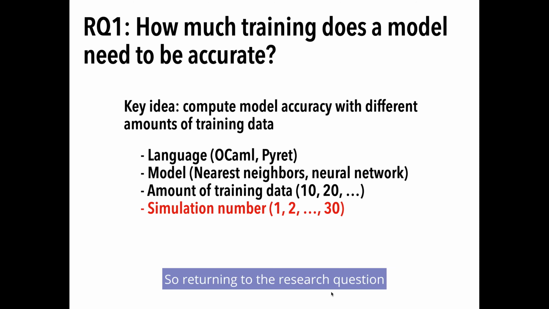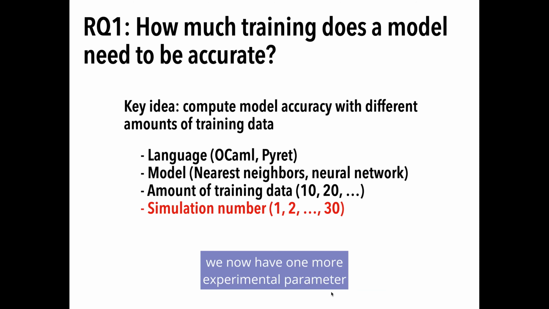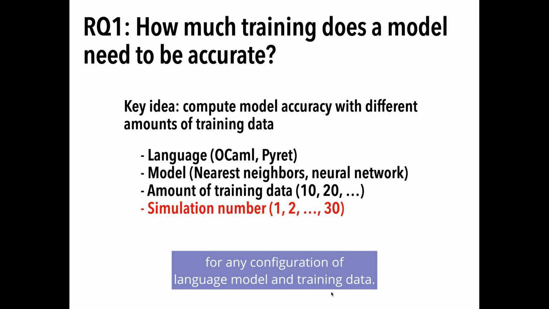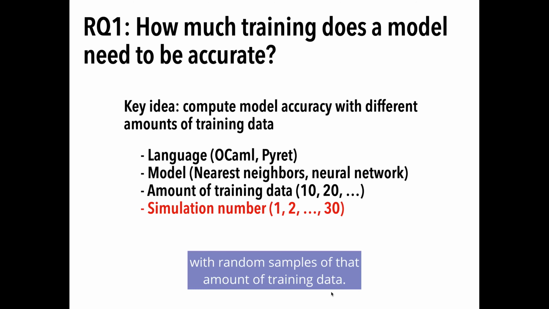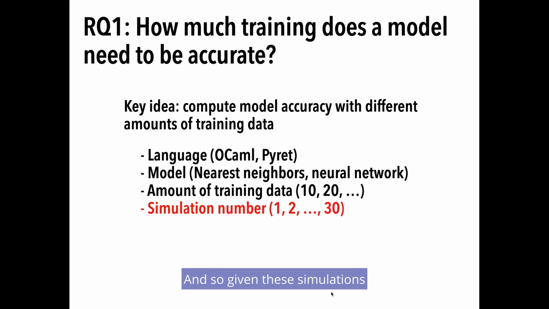So returning to the research question, we now have one more experimental parameter. For any configuration of language model and training data, we run 30 simulations with random samples of that amount of training data. And so, given these simulations, now we can look at the results.